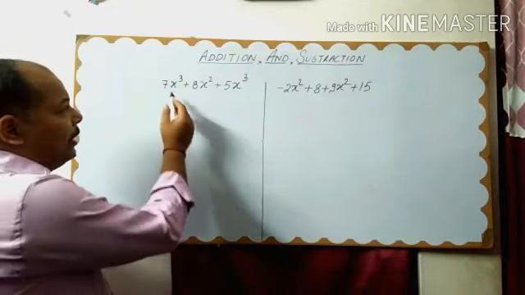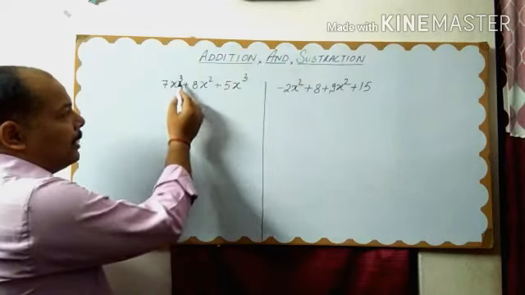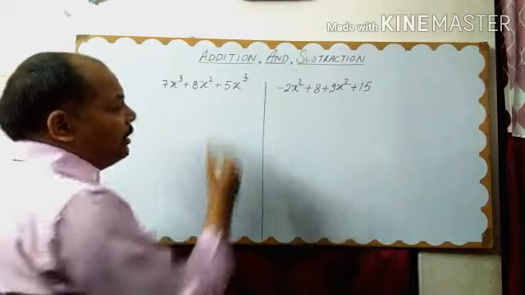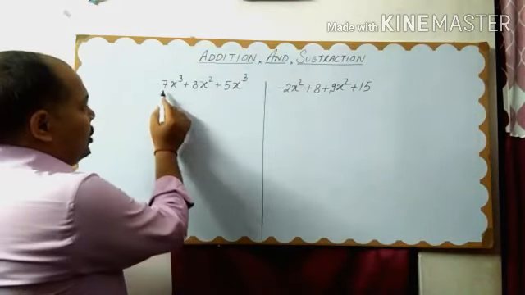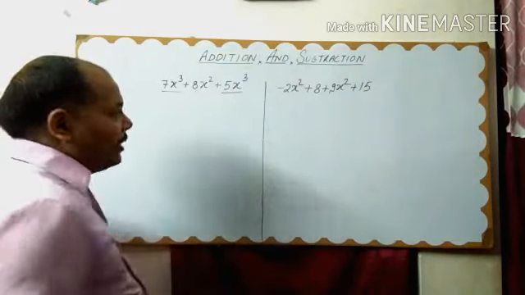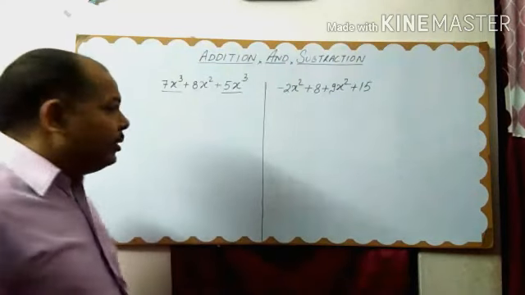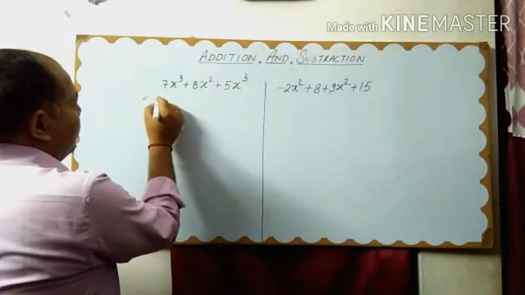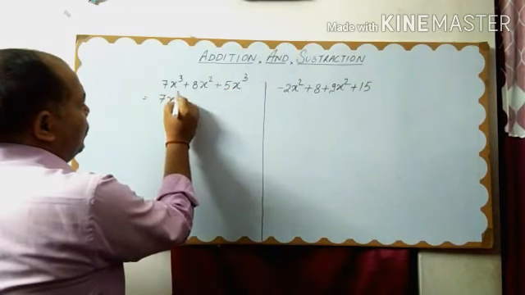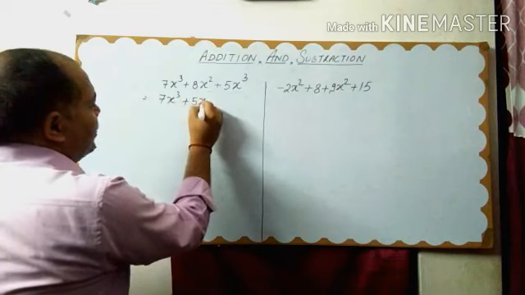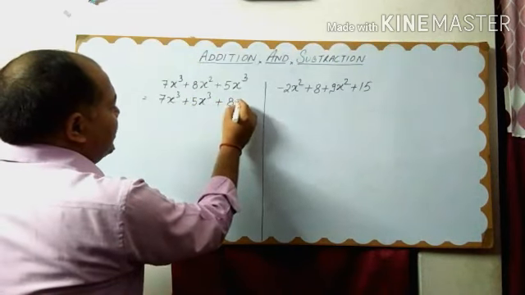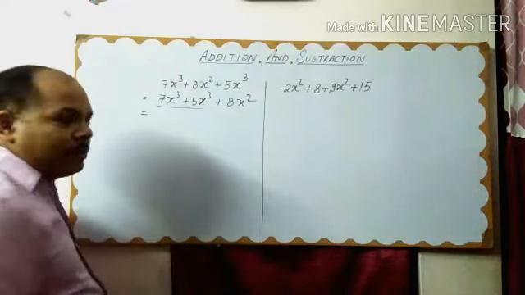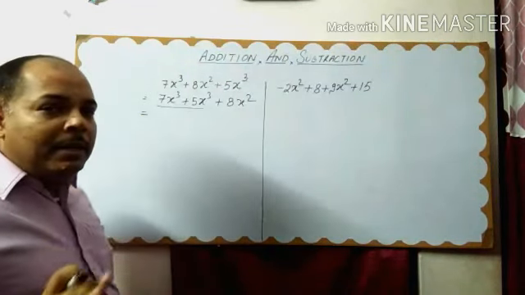Here the literal factor of this is x cube. Here the literal factor is x square. Here the literal factor is x cube. So these two terms, 7x cube and 5x cube, will be like terms. Okay. So we will write these two terms together: 7x cube plus 5x cube plus 8x square. Now we will add only these two terms, because these two terms are like terms.